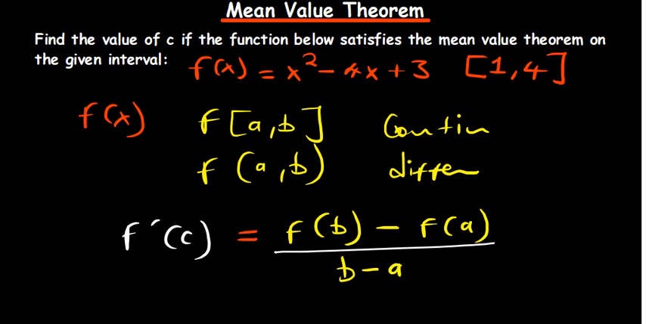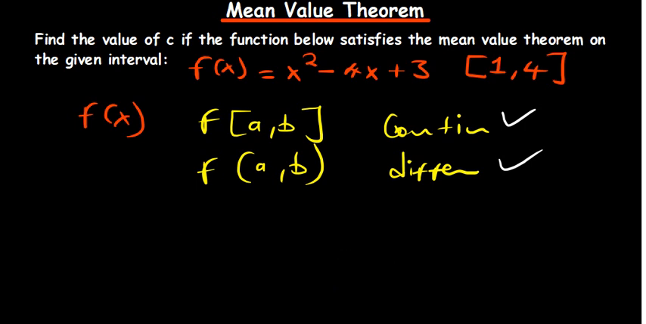If these first two conditions are met, then it's possible for us to have a secant and a tangent having equivalent gradients. Okay, now let's try to see if it does apply to the question that we're given on top, and then try to see the way we're going to approach it. So what is it saying? Find the value c if the function below satisfies the mean value theorem on the given interval.